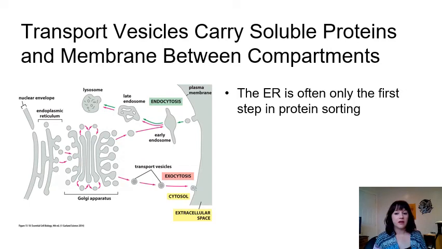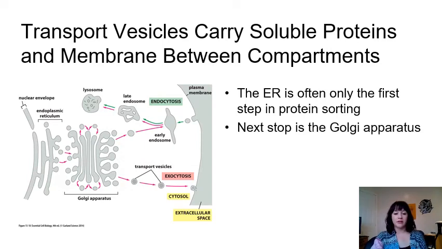So the ER is often only the first step in protein sorting, right? After the ER, unless that protein has a function specifically in the endoplasmic reticulum, it is always going to go next to the Golgi apparatus. So you should know first the ER, next the Golgi apparatus. And so what the Golgi apparatus does is it helps to further modify these proteins, put adjustments, modifications onto them, and also to help sort out where this cargo needs to go.